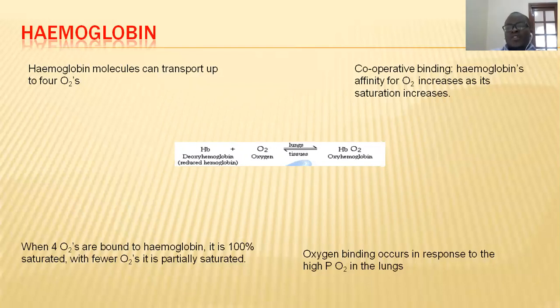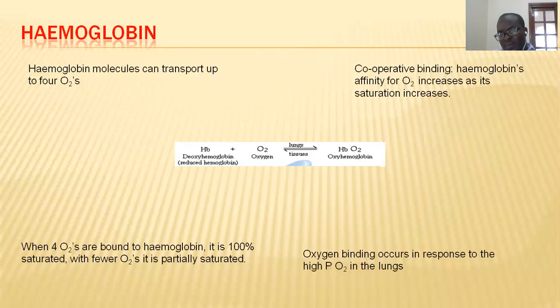Then you have other forms of hemoglobin that do not interact with oxygen to that extent. For instance, you have adult hemoglobin 2. Adult hemoglobin A is the normal hemoglobin that has 2 alpha and 2 beta polypeptide chains. But you have another form called adult hemoglobin 2 that has 2 alpha and 2 delta chains. The 2 alpha and 2 delta chains do not interact with oxygen that much, so it will never reach 100% saturation.